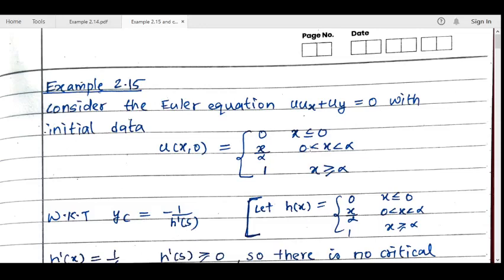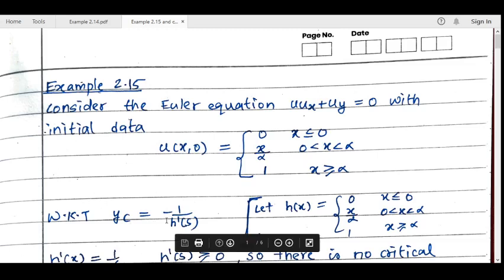Hello everyone. Now next we will see example 2.15. So consider the same Euler equation u_x plus u_y equal to 0 with the initial data u at (x, 0) equal to 0 for x less than or equal to 0, x by alpha for 0 less than x less than alpha, and 1 for x greater than or equal to alpha. So here you can see that the initial data is increasing. Okay, so the derivative will not be less than 0. So there will not be any critical time.